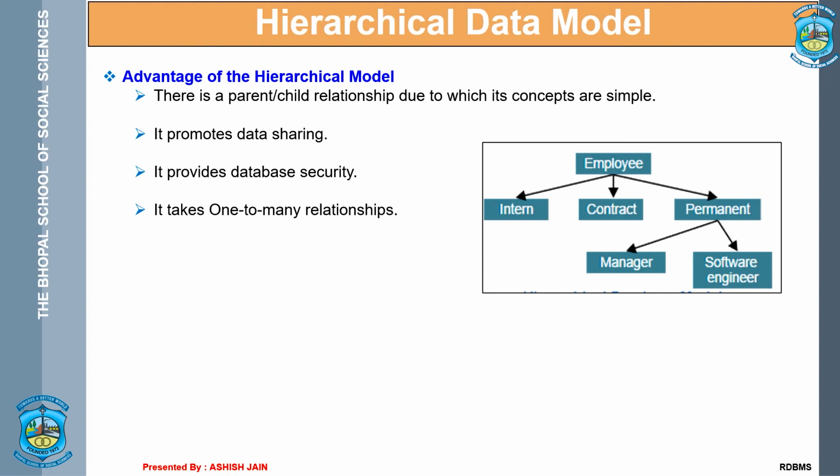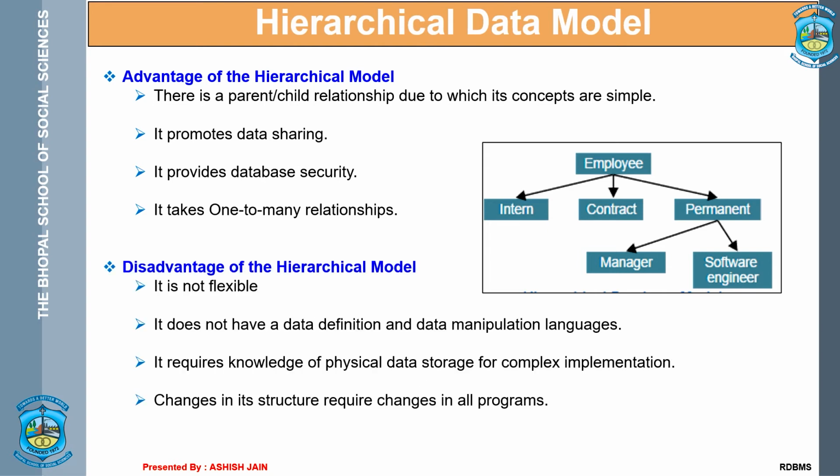It provides database security. By dividing into different hierarchical levels, you can restrict the access of the information so that you ensure database security. Then it takes a one-to-many relationship. This one is connected to many other values. So it is useful to represent one-to-many relationships.